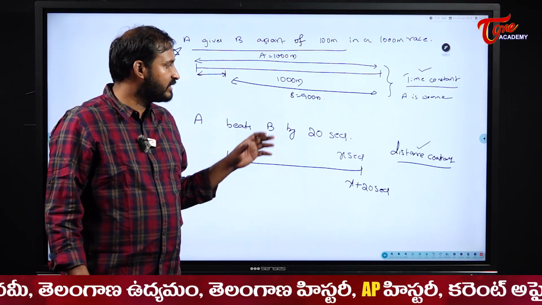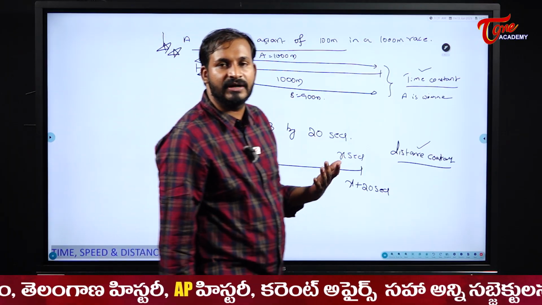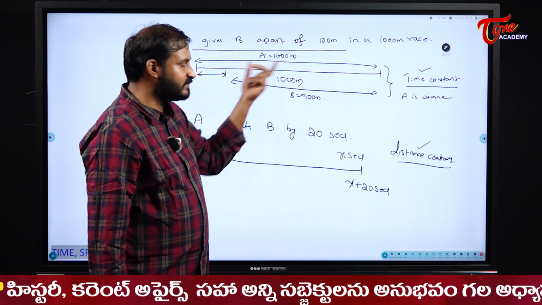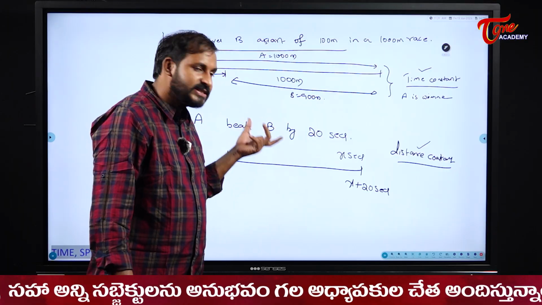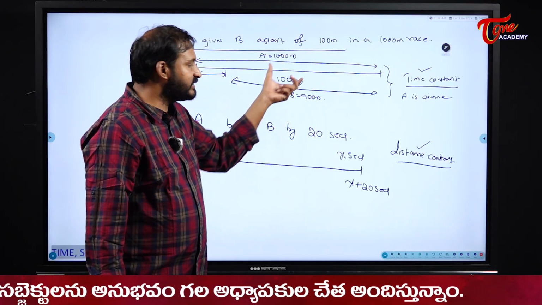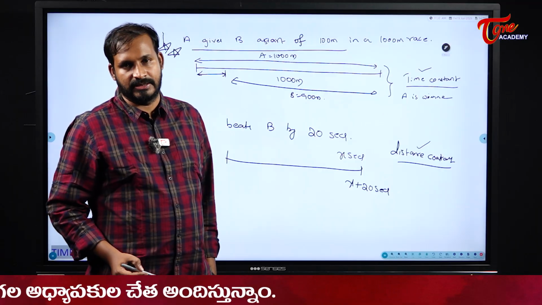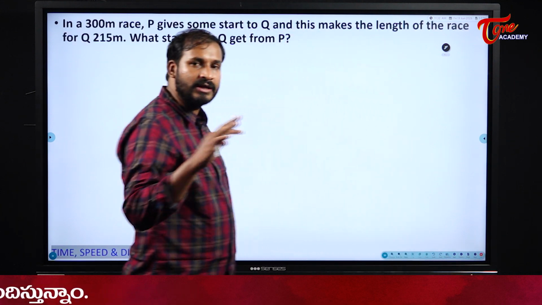Now what they will do is they will try to join a third person to this group, and we will have different cases. The meaning of A gives B a start of 100 meters is this one, and the meaning of A beats B by 20 seconds is this. We should understand these two things, then we can easily solve the questions from the race concept. Now we will solve some questions so that it will clear all your remaining doubts.